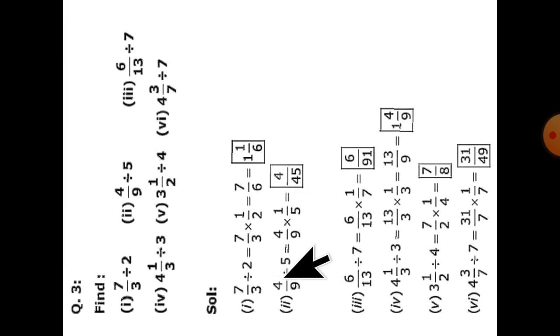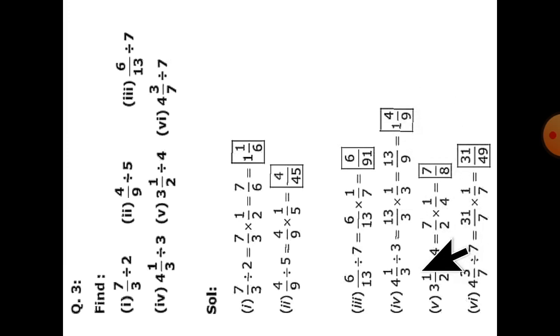Now 4 upon 9 divided by 5 equal to 4 upon 9 into 1 upon 5 equal to 4 upon 45. 9 5 is 45. 6 upon 13 divided by 7 equal to 6 upon 13 into 1 upon 7 equal to 6 1 is 6 and 13 7 is 91. 4 integer 1 upon 3 divided by 3 equal to, see, 4 3 is 12, 12 plus 1, 13 upon 3. So 13 upon 3 into 1 upon 3 equal to 13 upon 9. 13 1 is 13, 3 3 is 9 equal to 1 integer 4 upon 9. Divide 13 by 9, you will get 1 integer 4 upon 9.